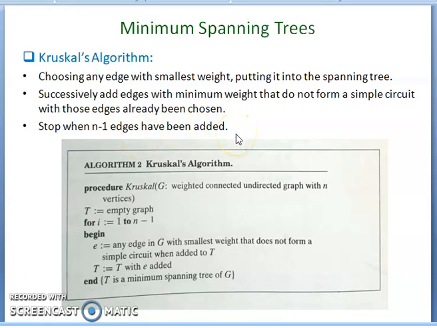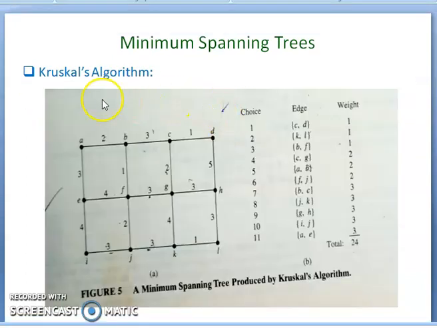Now let's go to one numerical example. This is the same algorithm which was explained in Prim's. For this, you construct the spanning tree. Here is one graph with 12 vertices and with different weights, right?